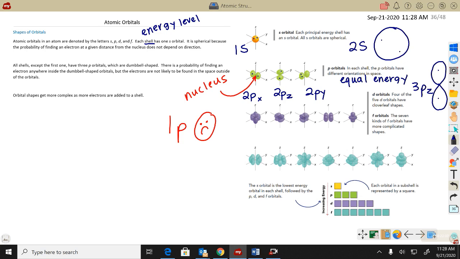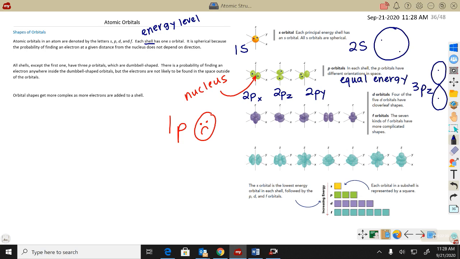Sometimes I think of it as like apartments, where the 1s is like a really small studio apartment, like just a 1-room apartment. Well, a 2s is still a studio 1-room apartment. It's just a little bit larger square footage.